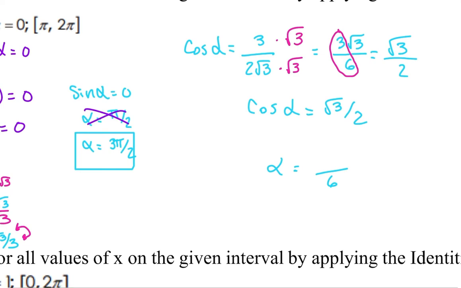And in quadrant 4, the numerator is always going to be 1 less than 2 times the denominator. So 2 times 6 is 12, minus 1 is 11. So this will be 11 pi over 6. And that'll be the only answer we've got for this one.